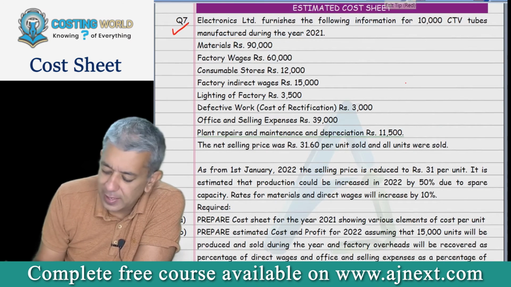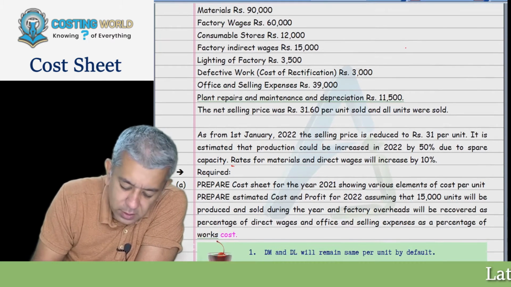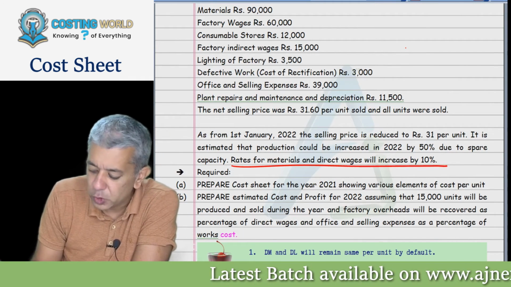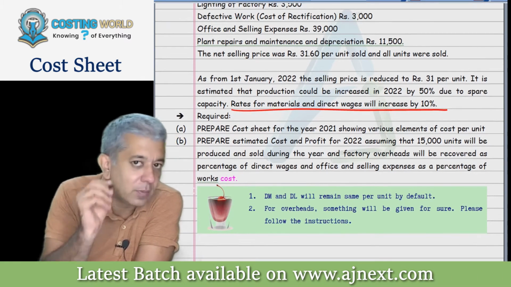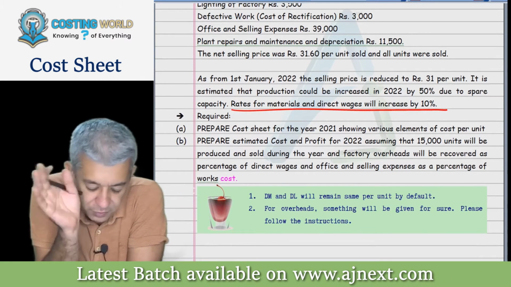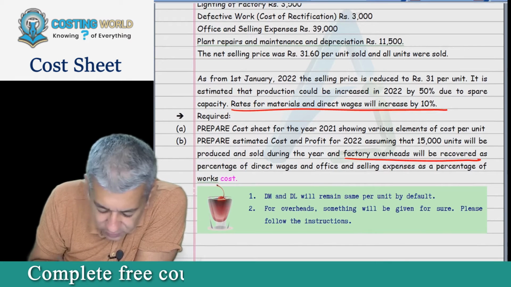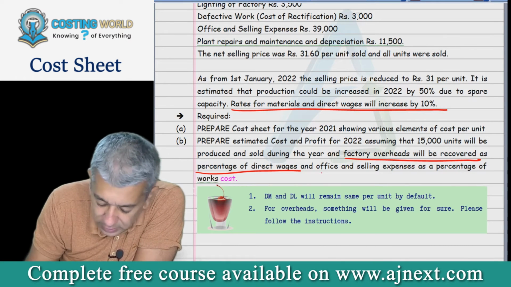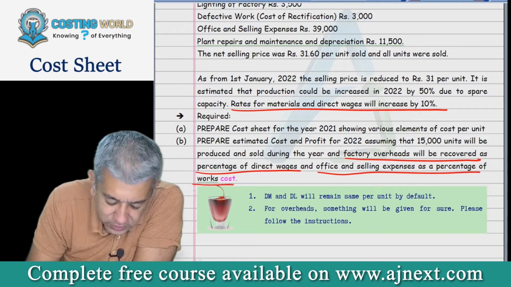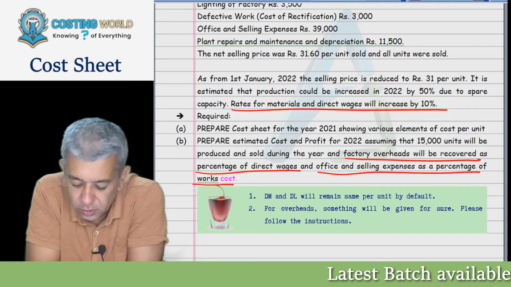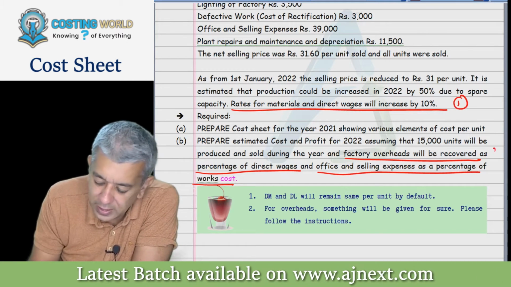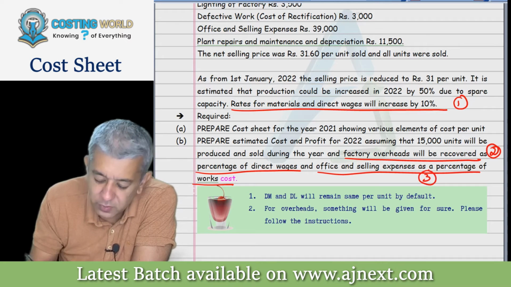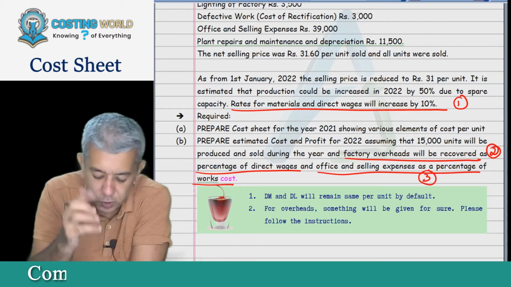One, you're going to be cracking up with this line. Rates for material and wages will be increasing by 10%. So keep that line in mind. Further, factory overheads will be recovered as a percentage of direct wages. Second line. And the third line over here, office and selling expense will be recovered as a percentage of works cost. So first line, second line and third line. These three lines will be helping you to complete your entire cost sheet.